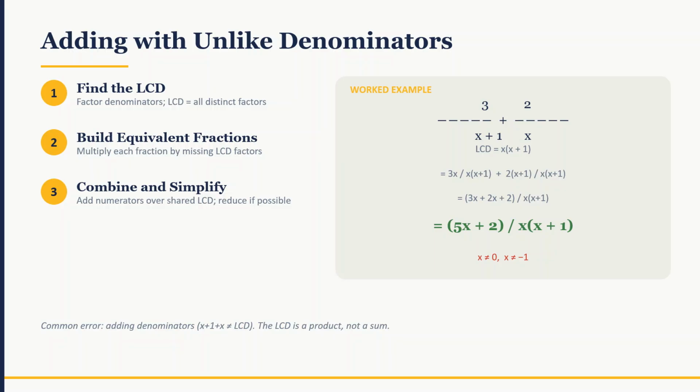Step 3. Add the numerators. 3x plus 2x plus 2 over x times x plus 1. Combine like terms. 5x plus 2 over x times x plus 1. That is the final answer. Restrictions. X not equal to 0 and x not equal to negative 1.